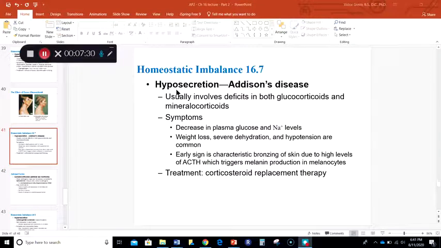A hyposecretion of cortisol, and even of aldosterone as well, which is a mineralocorticoid, is Addison's disease. Now we see a decrease in plasma glucose, a decrease in sodium levels, which you can predict because of the hyposecretion of the hormones in question here. You can see the symptoms: weight loss, dehydration, hypotension, which is low blood pressure. That's common. A bronzing of the skin is a classic sign of Addison's disease, and hormone replacement therapy is typically the treatment.